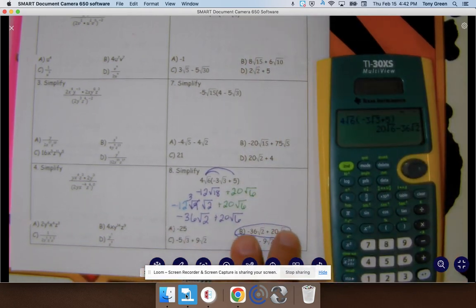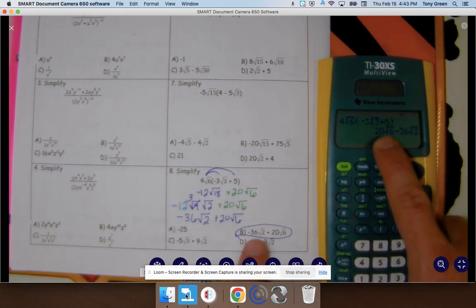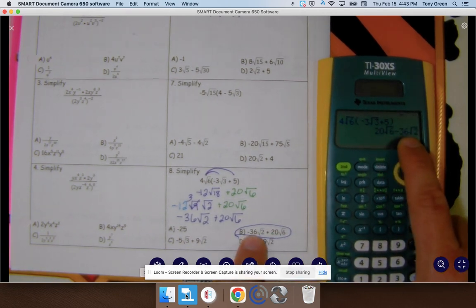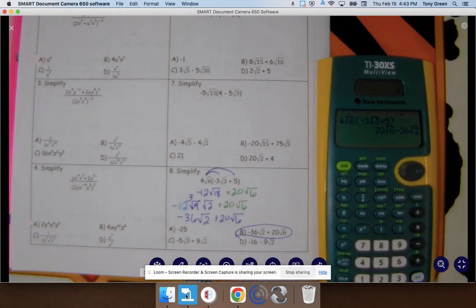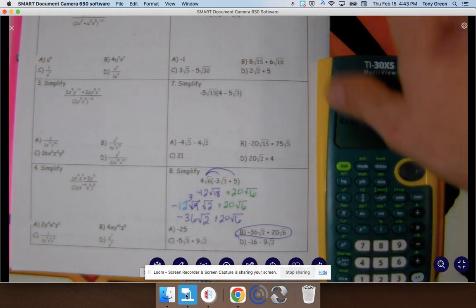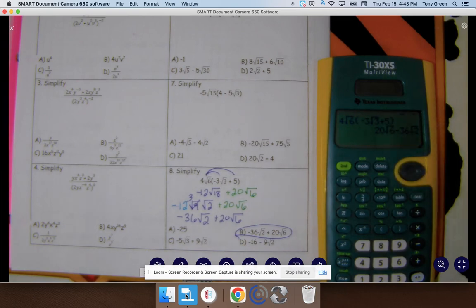It just has them commuted. It switches them, but it's the same thing as B. So 20 square roots of 6 is at the end. Negative 36 square roots of 2 is at the beginning. All right. So you can just type them in the calculator for the other ones, or you can do them by hand, whichever one you choose, because you'll have a calculator for your tests.